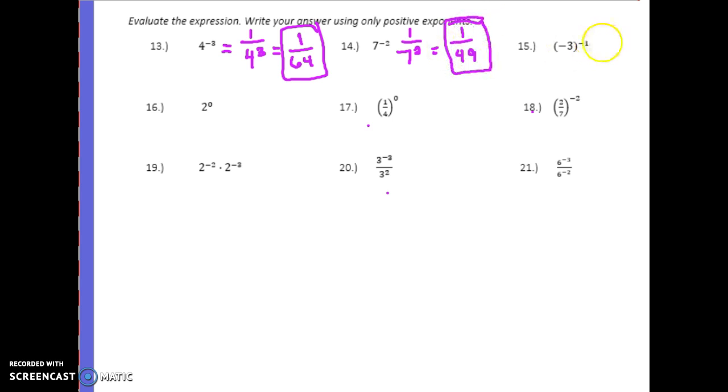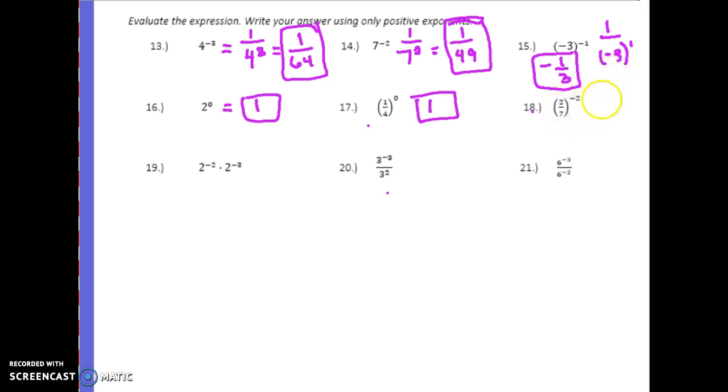Okay, -3 to the -1 power, let's take 1 over -3 to the first power, which is just -1/3. Okay, 2 to the 0, that should be easy, just equal to 1. Okay, 1/4 to the 0, that's also equal to 1. Okay, 2/7 to the -2 power. So let's just take the reciprocal, 2/7, the reciprocal would be 7/2, and raise it to the +2 power. Okay, and then we evaluate, 7 would be squared, so 49. And then 2 would be squared, so we would have 4, so 49/4.